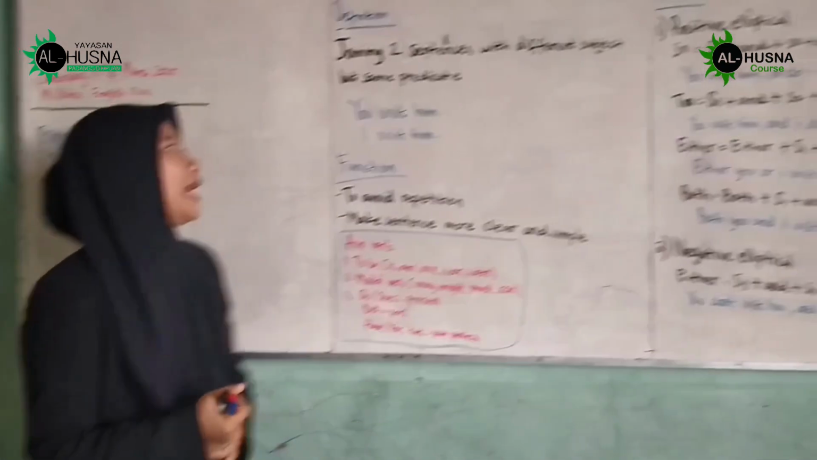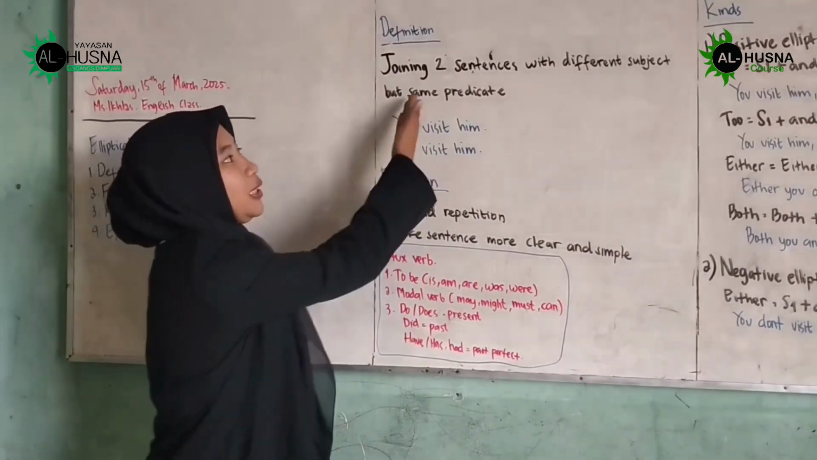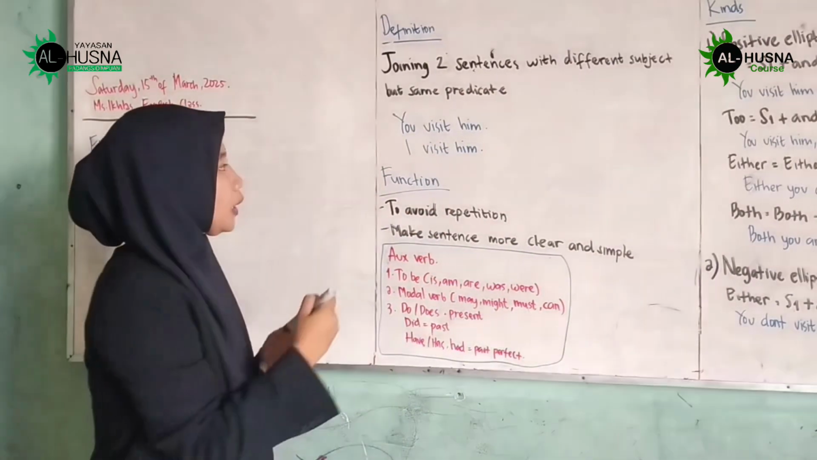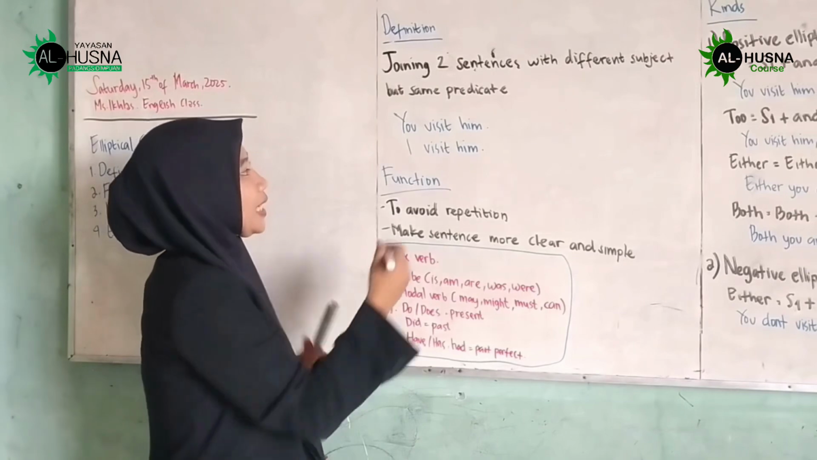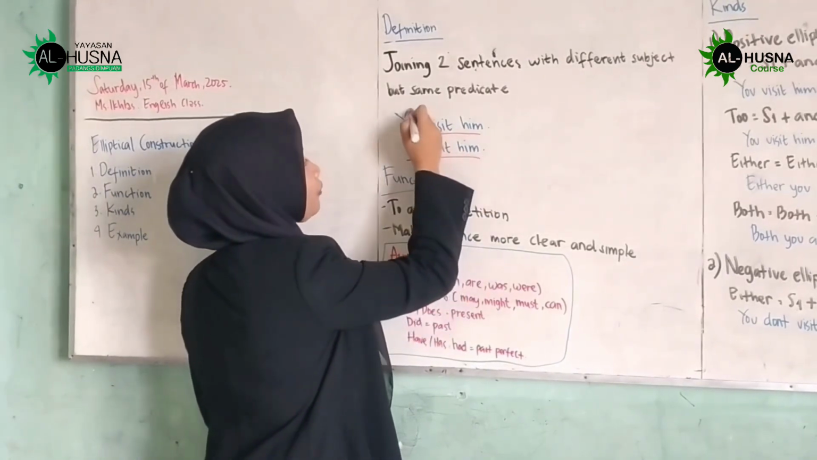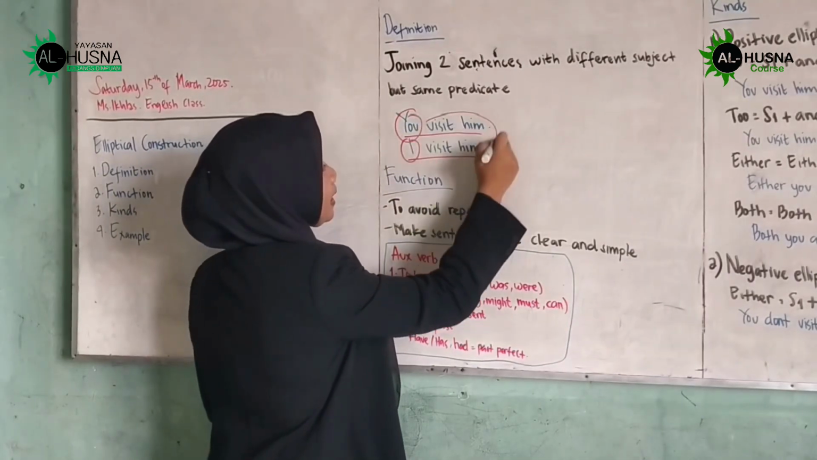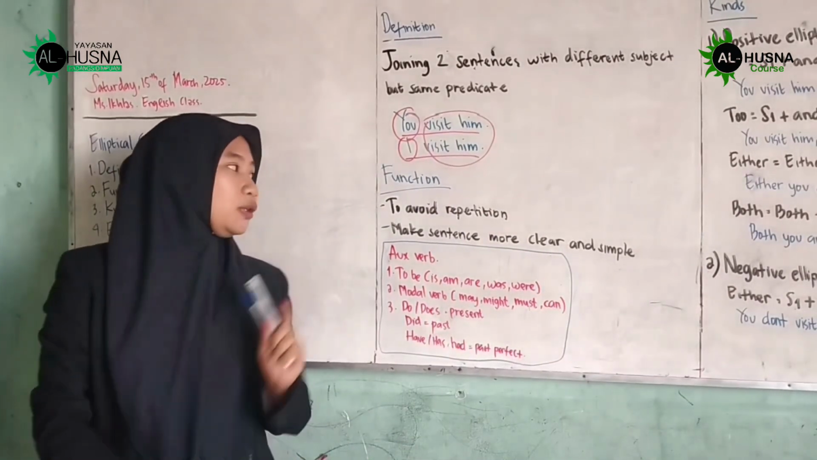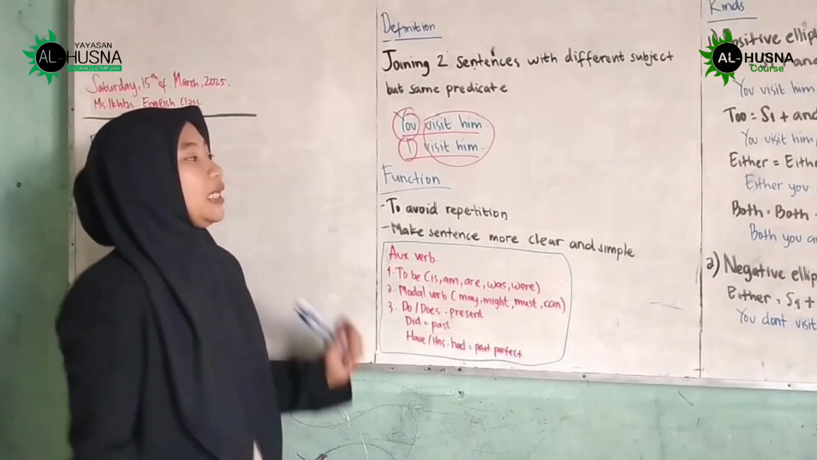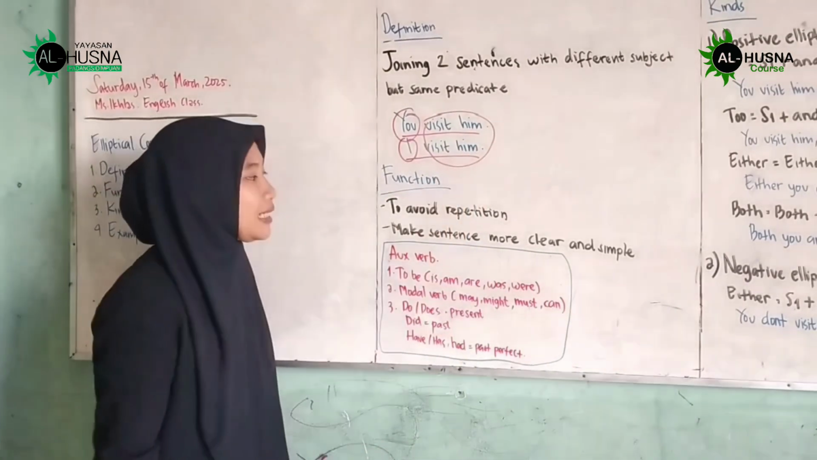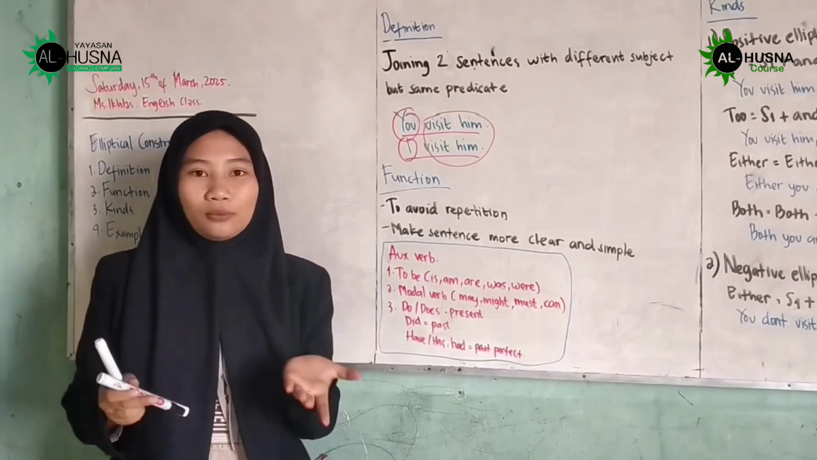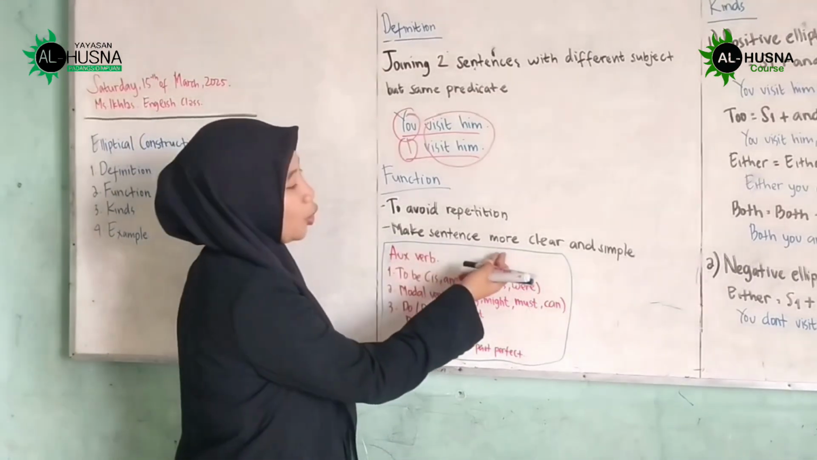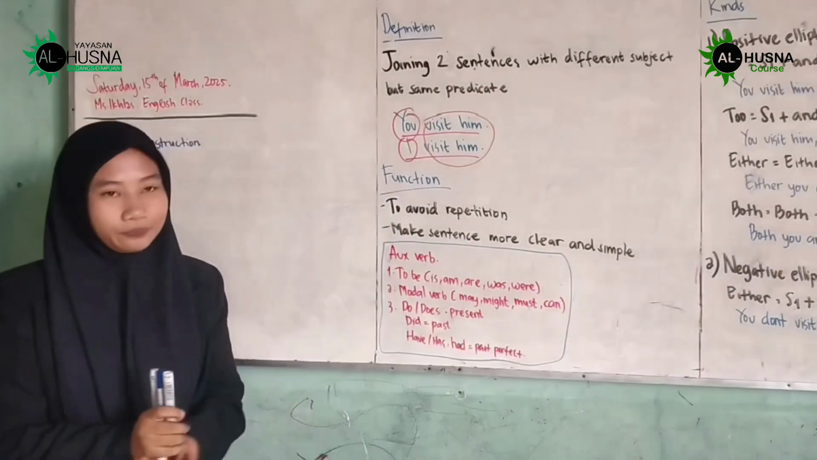First, definition. Elliptical construction is when we are joining two sentences with different subjects but the same predicate. I repeat, two sentences with different subjects but still the same predicate. The function of elliptical construction is to avoid repetition, because here there are two predicates that are exactly the same, so we have to remove one by joining them together in elliptical construction to be one sentence and to make the sentence more clear and simple.